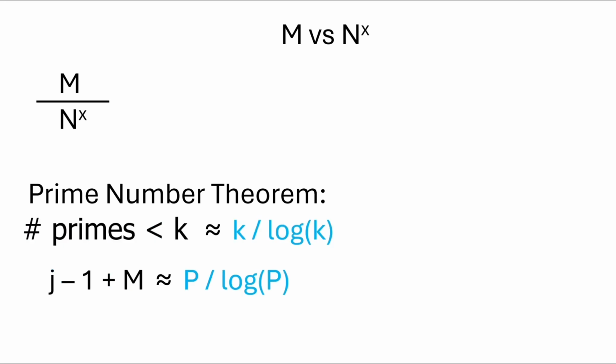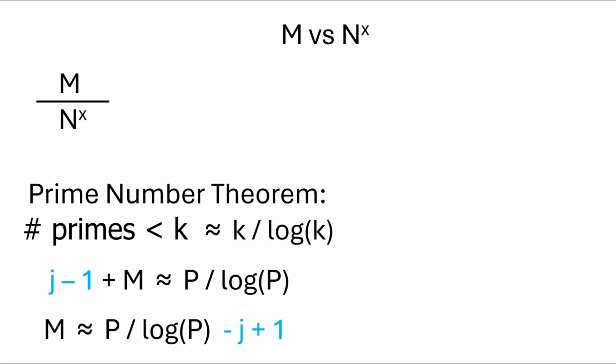And that will be approximated by k over log k, where k is how high the primes can be. But what would that value be in this case? Well, we're calling our biggest prime capital P. So k in this case is capital P. So we can relate that to P over log P.